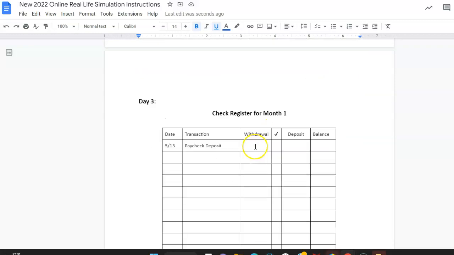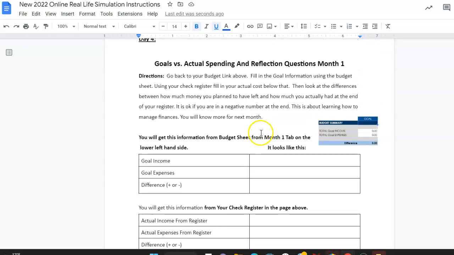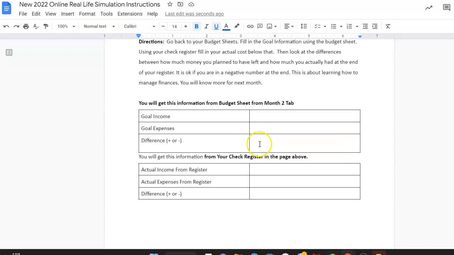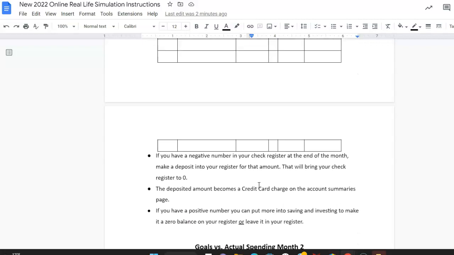And anyway, then I have that up so I can scroll on down, and then, oh, I didn't go far enough. So scroll down, and then that's here. So goal income, goal expenses, and then the difference. Just go right here from that month 2 sheet. Okay, and then this one is your register. So again, your actual income is probably going to be the same because if you got a second job, you plan for that, right? So you'd put in whatever your income is from your register. You put in your actual expenses from the register.